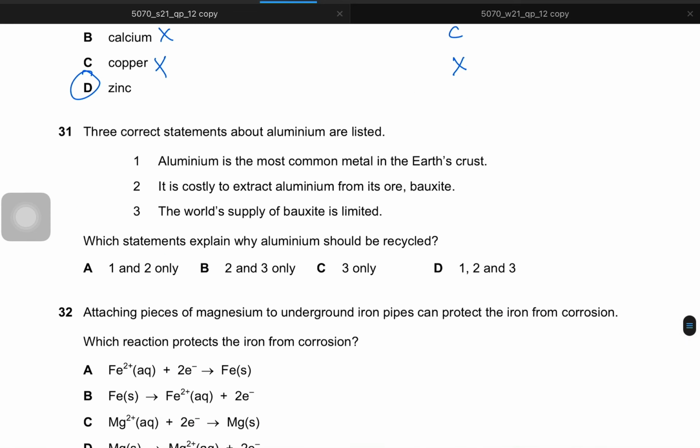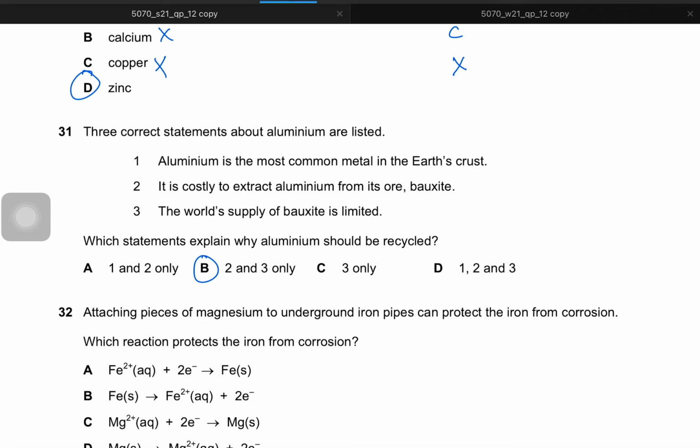Three statements about aluminium are listed. Aluminium is the most common metal in the Earth's crust. It is costly to extract aluminium from its ore bauxite because it involves electrolysis. So I'm assuming that's true. The world supply of bauxite is limited. Obviously, that's an ore. It is indeed limited. So which 2 statements are correct? These 2 statements are correct.